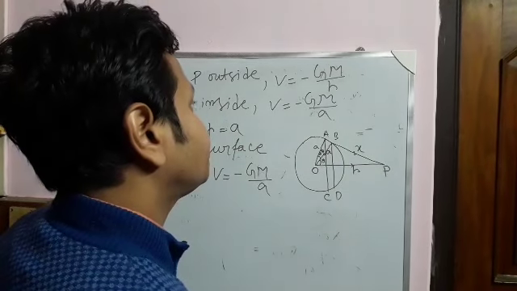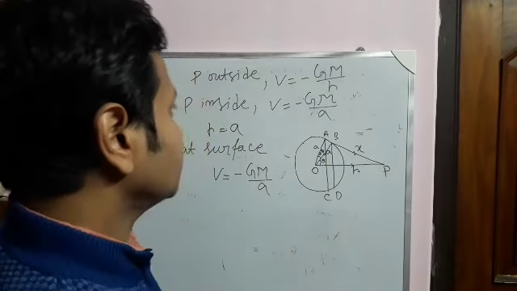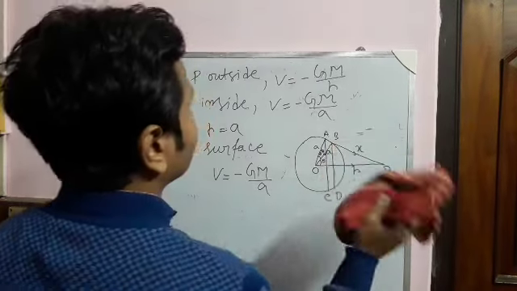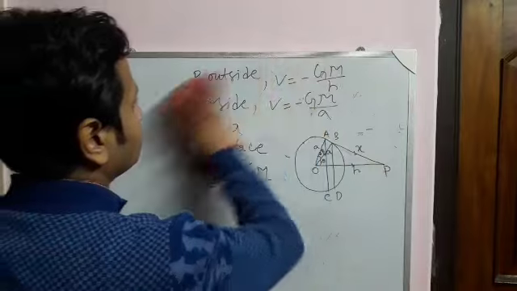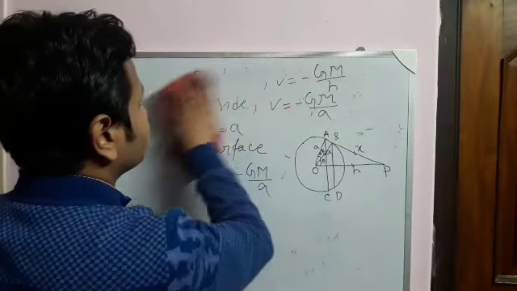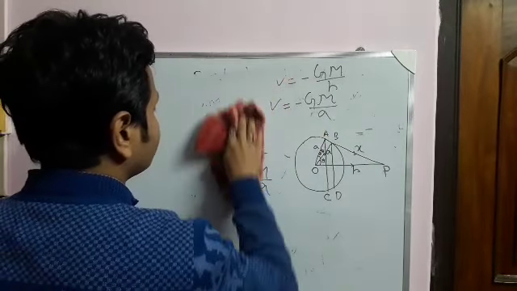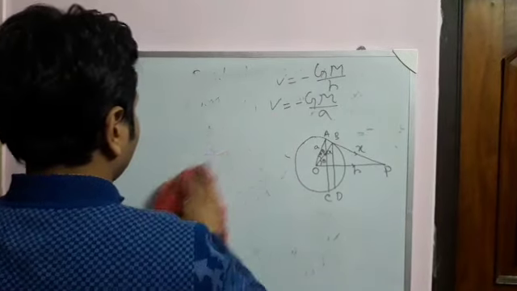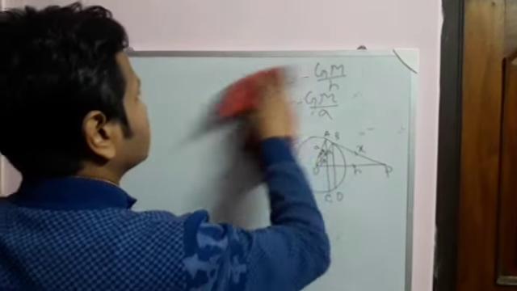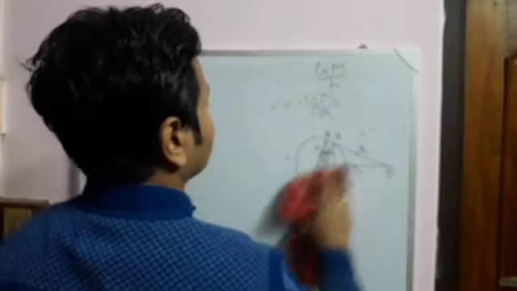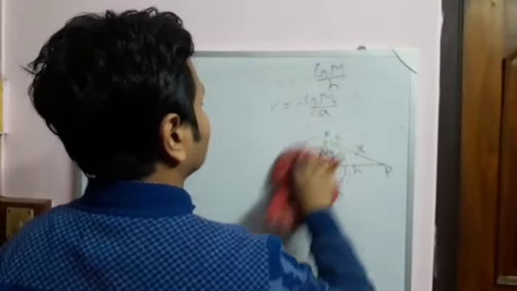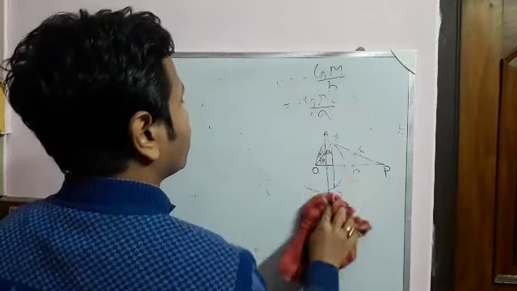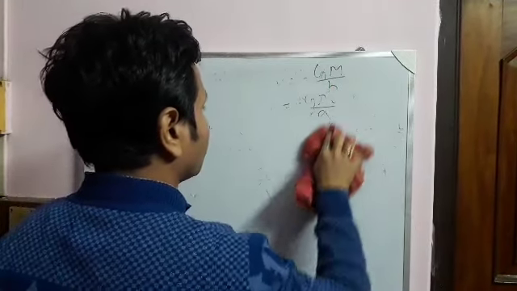Now let us move to another problem. What happens in case of a solid sphere? Because a solid sphere is made up of a large number of spherical shells. So at first we do the calculation for a point outside the sphere.